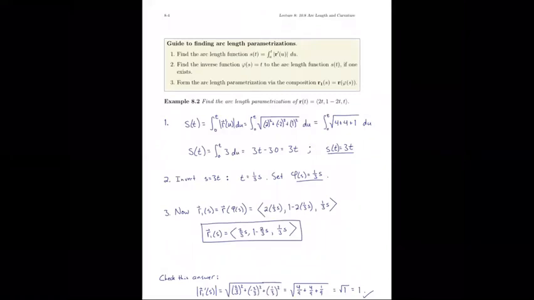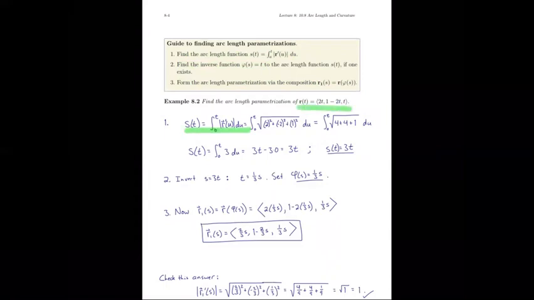3 steps. Find the arc length function. Find the inverse function of that. That's pretty simple, usually algebraic. And then form the arc length parameterization by substituting that function of s in for every variable t you have in the original function. So the longest part is the first part, finding s of t using the formula.